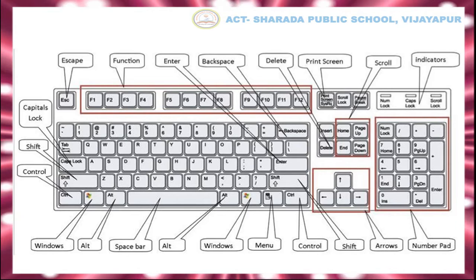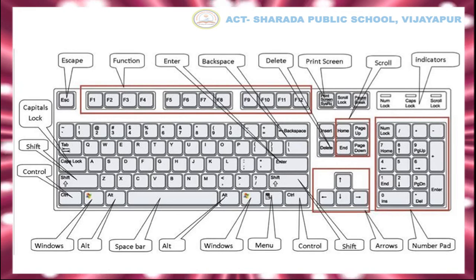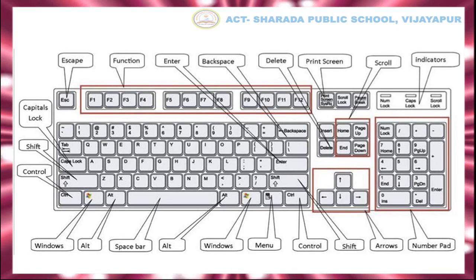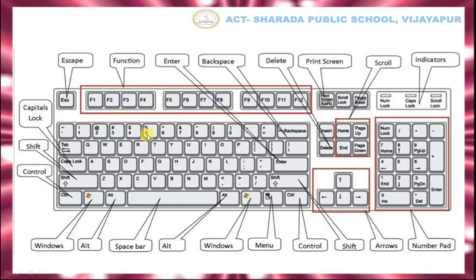Keyboard is an input device. The buttons on the keyboard are called keys. A keyboard has different types of keys which are used for typing letters, numbers and symbols. A standard keyboard has 104 keys. All keys are divided into 5 different types.